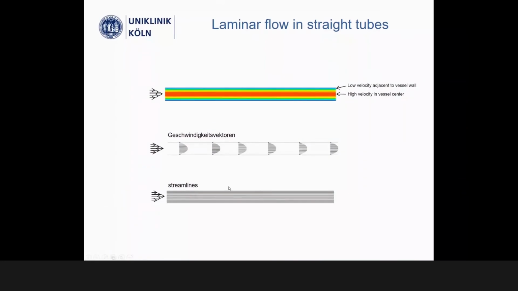So some introductory words on the concept of laminar flow. Laminar flow in a straight tube basically means that in the center of the vessel you have the highest velocities, and there are different means of depicting that, like in these colored images. High velocities are illustrated in red, and you find the highest velocity at the center of the vessel. Whereas if you move to the vessel wall, to the side, the flow velocity is reduced.